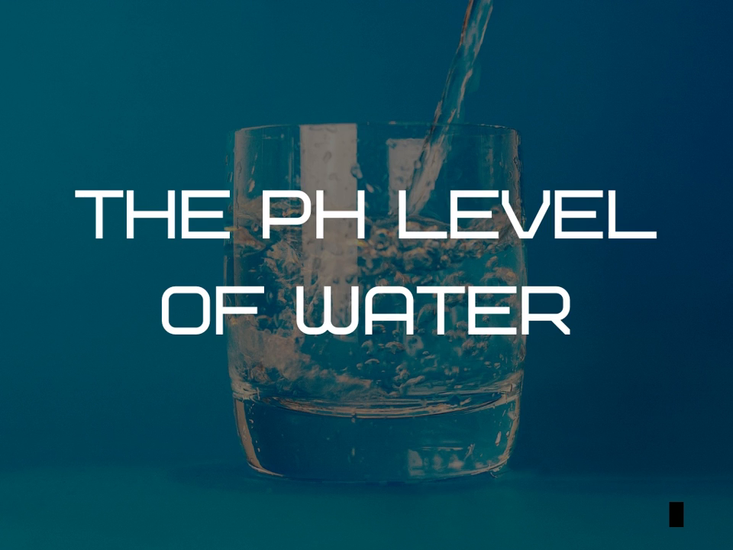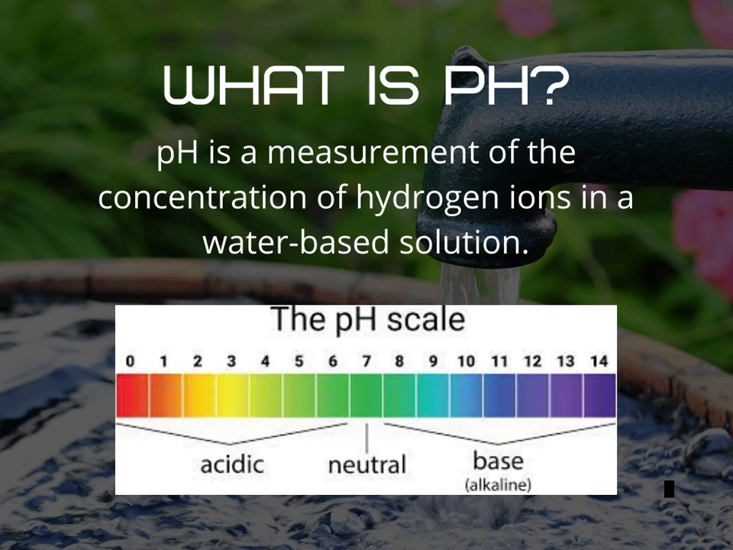Now, let's talk about the pH level of water. What is pH? pH is a measurement of the concentration of hydrogen ions in a water-based solution. The number 7 is considered neutral, or balanced between acidic and alkaline. If water is below 7 on the pH scale, it's acidic. If it's higher than 7, it means it is alkaline.